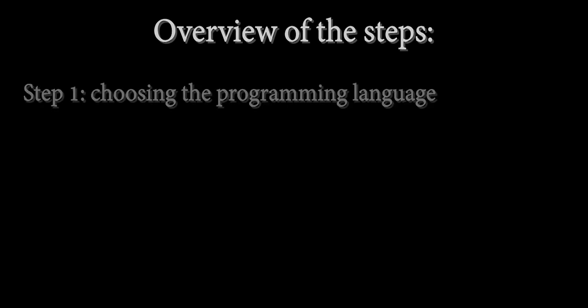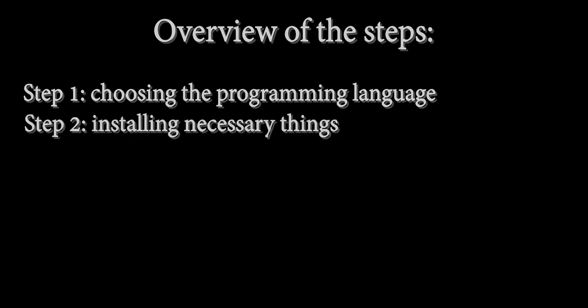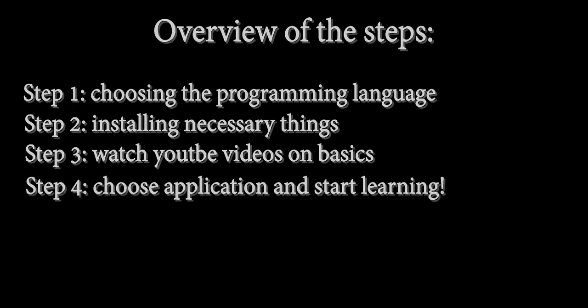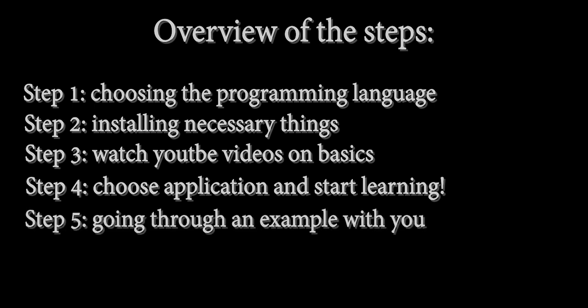The first step is choosing your first coding language, which is probably the most important step. Second step is download and install everything necessary, which you maybe already can combine with the next step, which is watch videos, for example YouTube videos, on the basics of your programming language. The next step will be to choose an application you just want to code and start using YouTube videos and Googling wisely to learn it or to just do it. And I will show you how to exactly do that later, which is already the last and fifth step, going through an example.